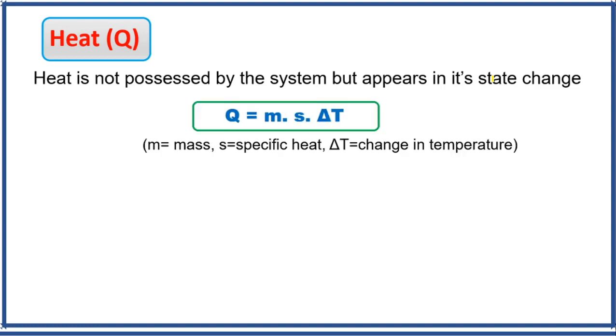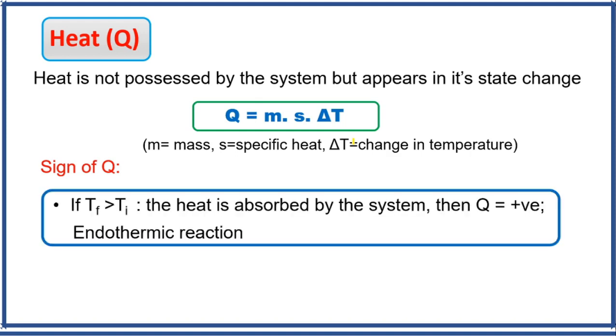The Q value can be determined with the help of this equation, m into S into delta T. M means mass, S is the specific heat of that particular substance, and delta T is the change in temperature. So during that process, what is the change in temperature? If we substitute these values here, we will get the Q value. And Q will have two signs, one positive, the other negative.